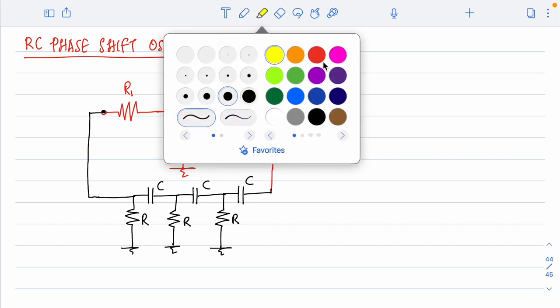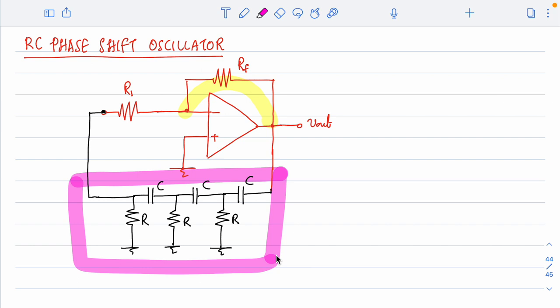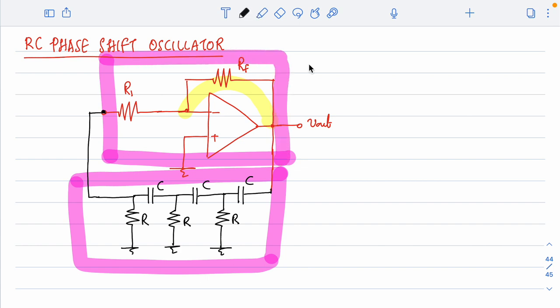If I closely look at this circuit, what I will understand is, I have a feedback network here, and I have another circuit here, which is our amplifier network. So this is our amplifier, and this is our feedback. And here I'll also ensure that the phase shift around the loop is equal to 360 degrees, which is sufficient to say that a circuit can generate oscillations.